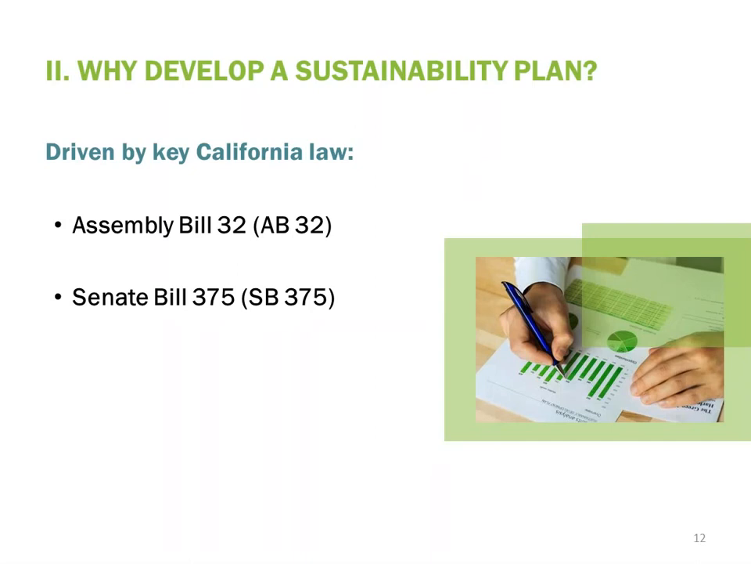In California, there are two key laws. Again, this is Assembly Bill 32 and Senate Bill 375. You may be familiar with AB 32. This is the California Global Warming Solutions Act.